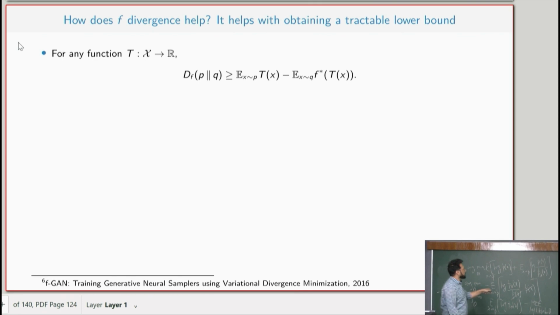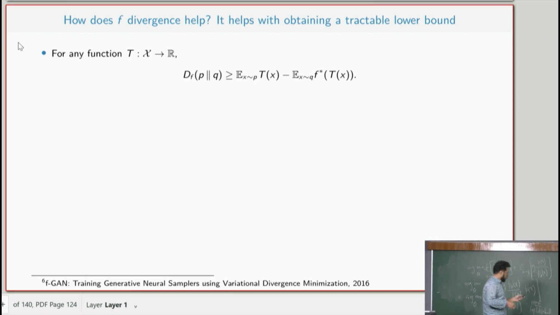What this says is that it's lower bounded by the expectation of some operator T(x), where x comes from p, minus the expectation of f star, the conjugate of f. Whatever f you are using in the f divergence, you take its conjugate applied to T(x). So the KL divergence is equivalent to maximum likelihood, but I cannot compute it, it's not tractable. Can we do some kind of lower bound? Can we have a good lower bound?